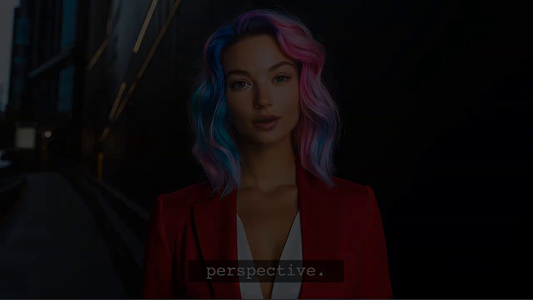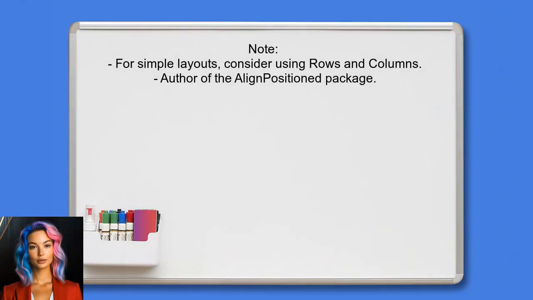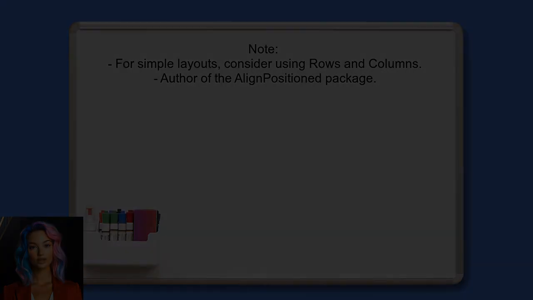Let's see another perspective. An alternative solution to achieve a Relative Layout-like effect in Flutter is to use the Align Positioned widget from the Align Position package. This widget allows you to align, position, size, rotate, and transform its child relative to both the container and the child itself. It simplifies complex layouts that might be difficult to create with just rows and columns. For simple layouts, the user suggests that using basic rows and columns might be sufficient. They also note that they are the author of the Align Position package.